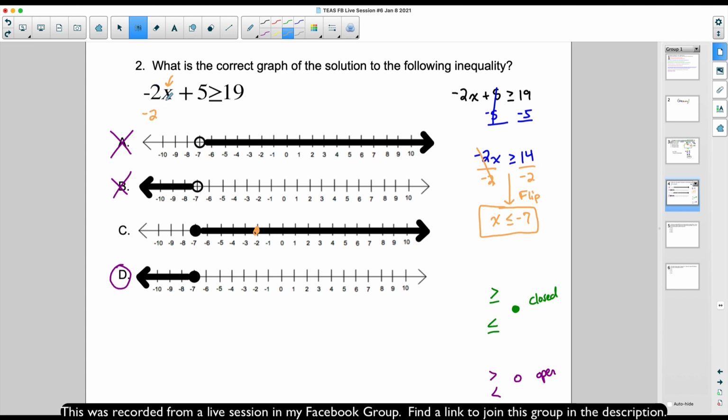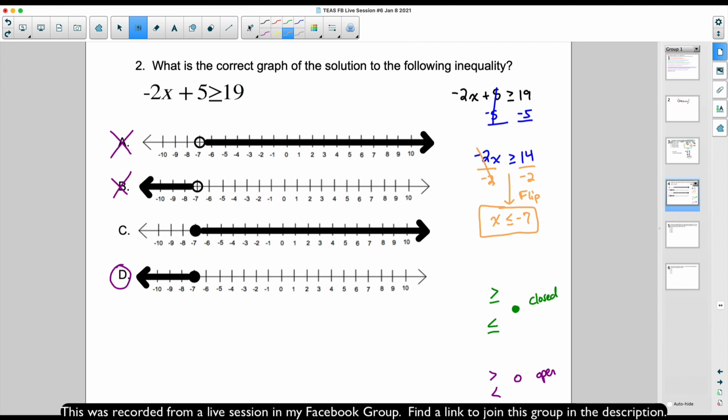If I take -2 and plug it into X right here, so we're plugging in a -2, and then we're going to add 5 to it. Well, if we work this out, -2 times -2 is 4. 4 plus 5, we get 9. Now, this is not a true statement because we're saying that 9 is greater than or equal to 19, and that is not true. None of these numbers, you could pick any number here, and none of those would satisfy this inequality.